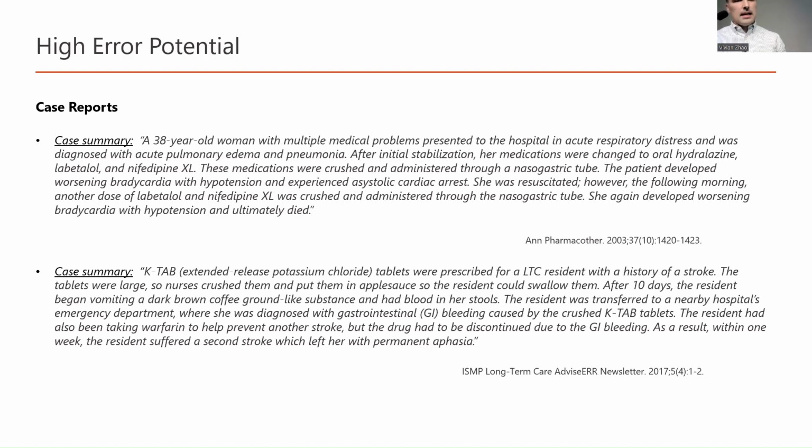The resident had also been taking warfarin, right, which is an anticoagulant to help prevent another stroke, but the drug had to be discontinued due to the active GI bleed. And as a result, within 1 week of holding the anticoagulant, the resident suffered a second stroke, which left her with permanent aphasia. So these are two examples of how you're questioning extended release medications and whether you're administering orally or through a feeding tube.